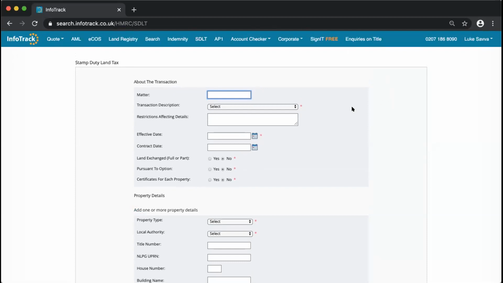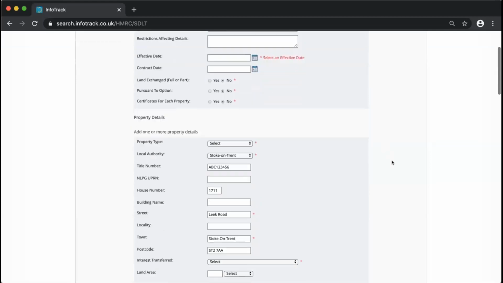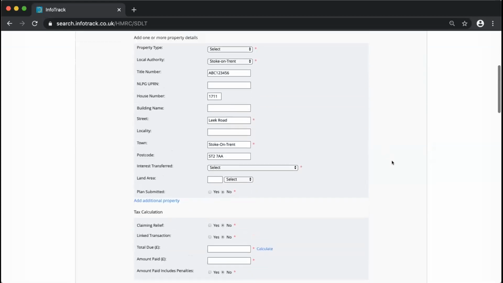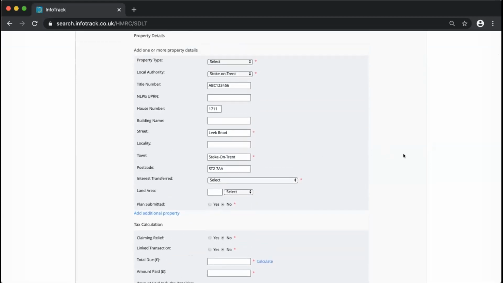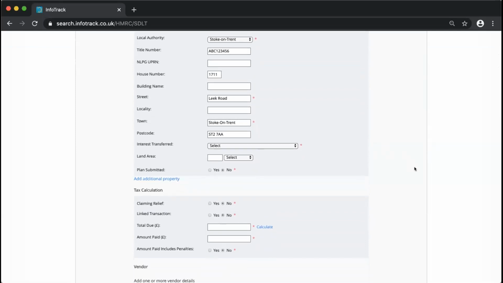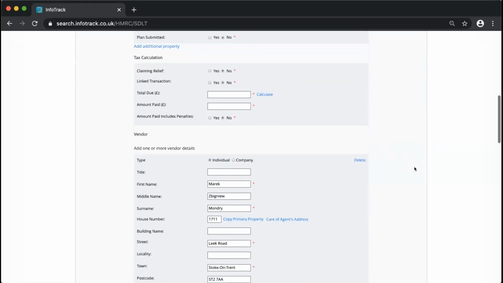And as I type in a matter reference and just click here, you'll see that it retrieves the matter information, and the majority of this form begins to be completed for you. So the property details would have come through if you'd issued searches through InfoTrack or if you had ordered office copy entries.